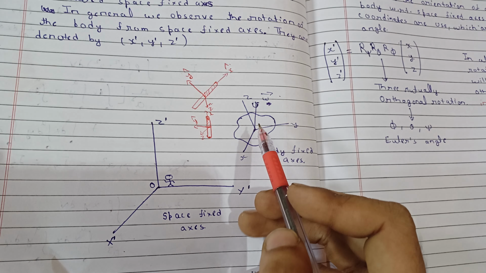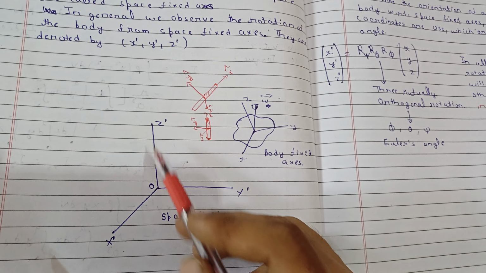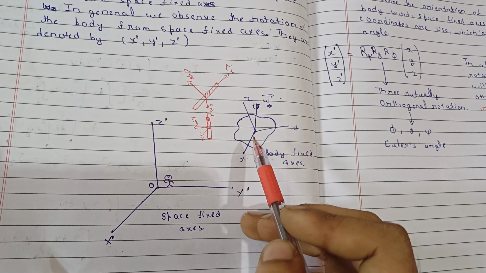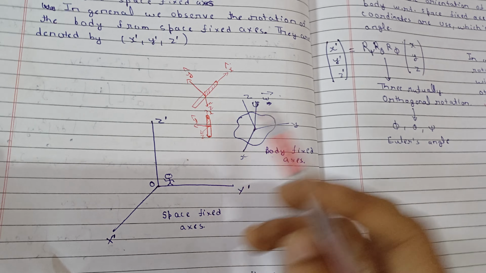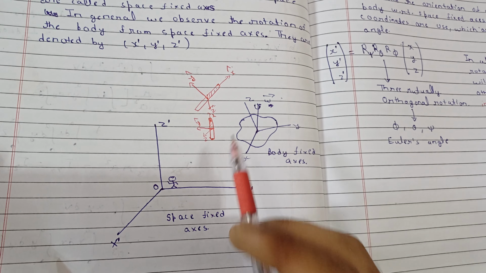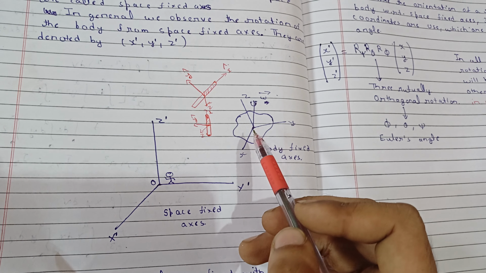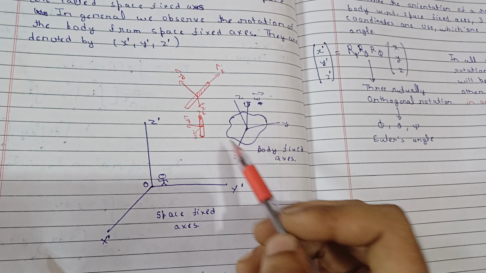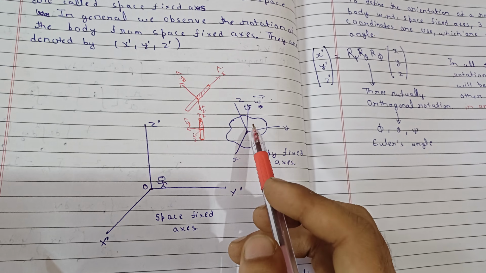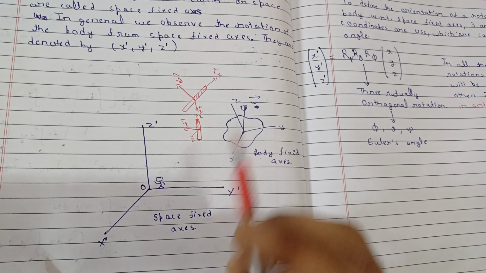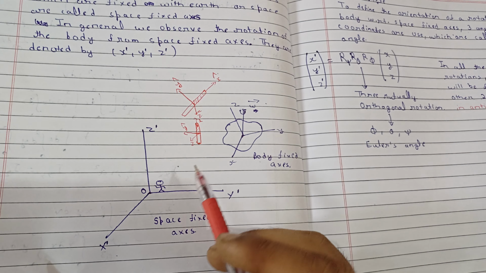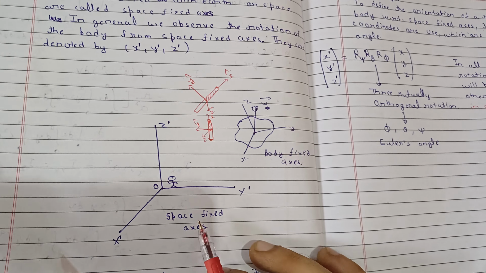But if we calculate the moment of inertia tensor with the space fixed axis, then this moment of inertia tensor will change with time, and that will be a very complex thing. You can't solve that. That's why we always prefer to take these axes in the body fixed axis. Then we will get the time independent moment of inertia tensor, and that is very useful to us. We already saw the applications of that.